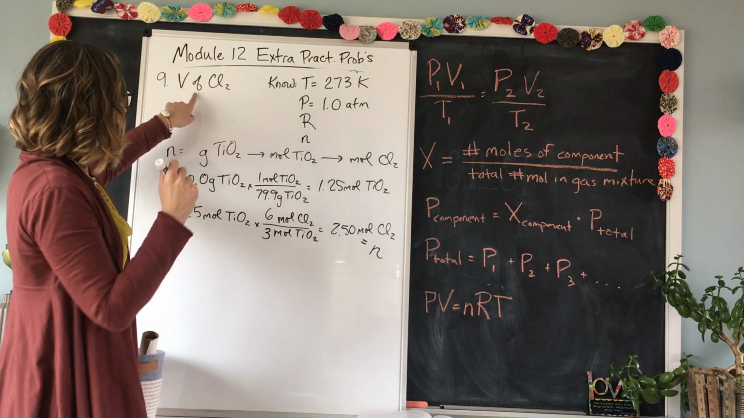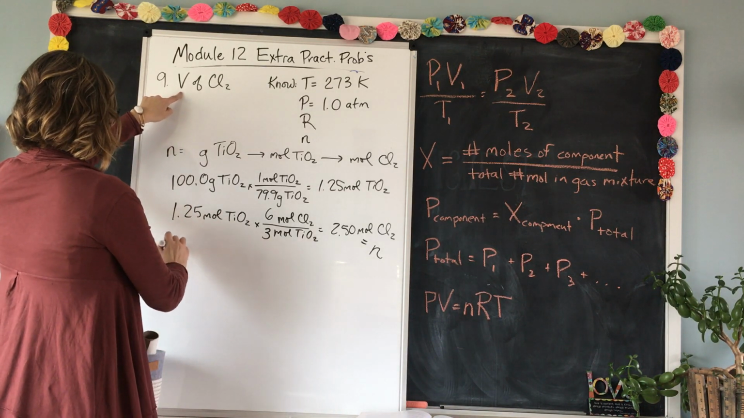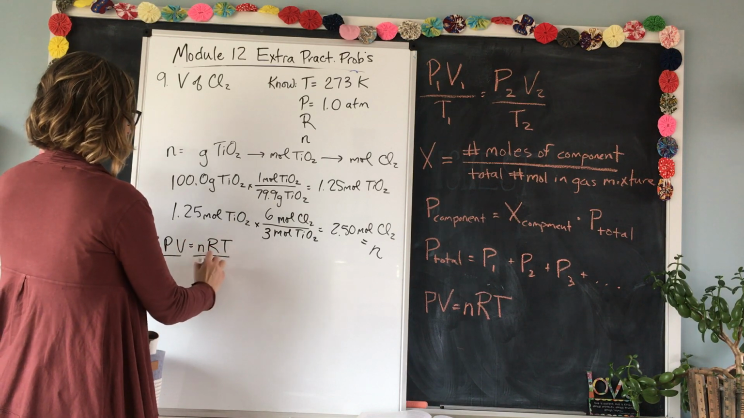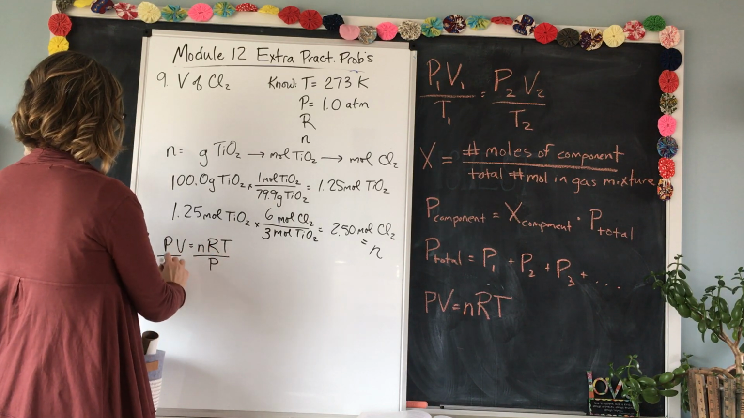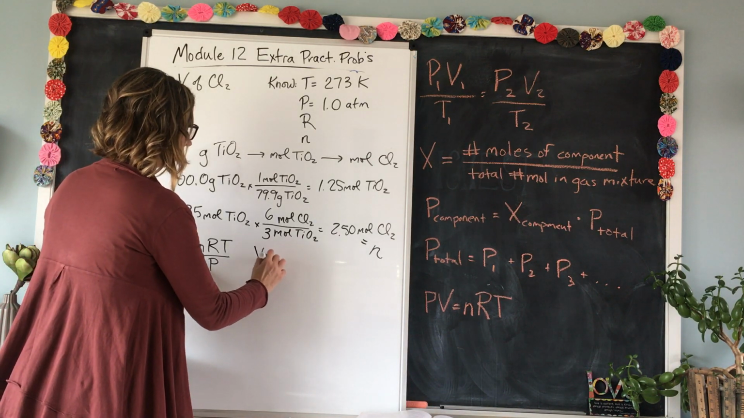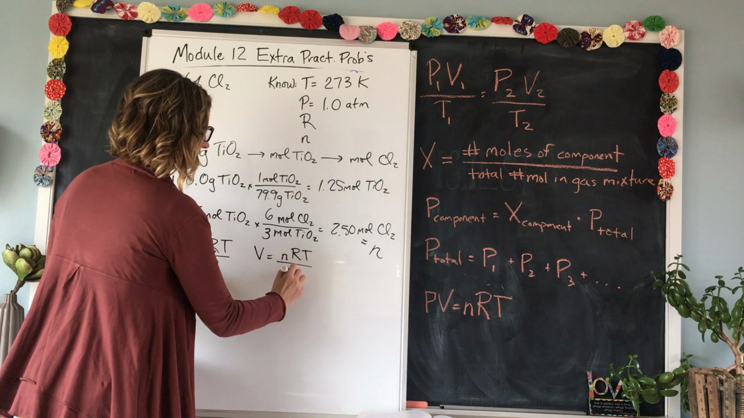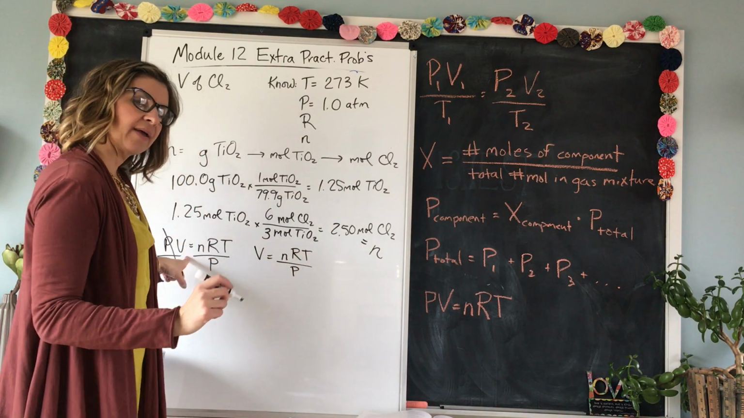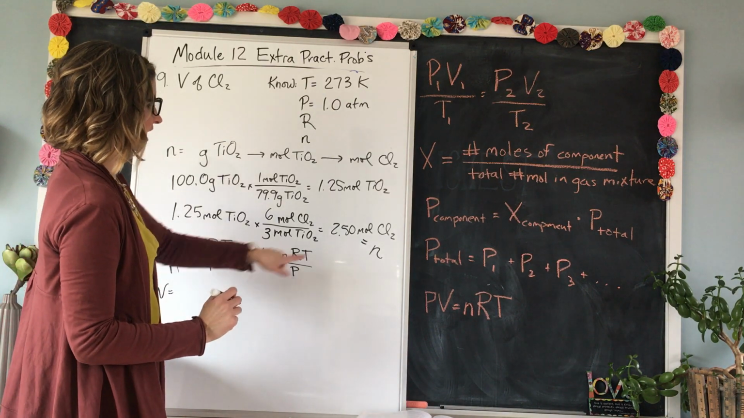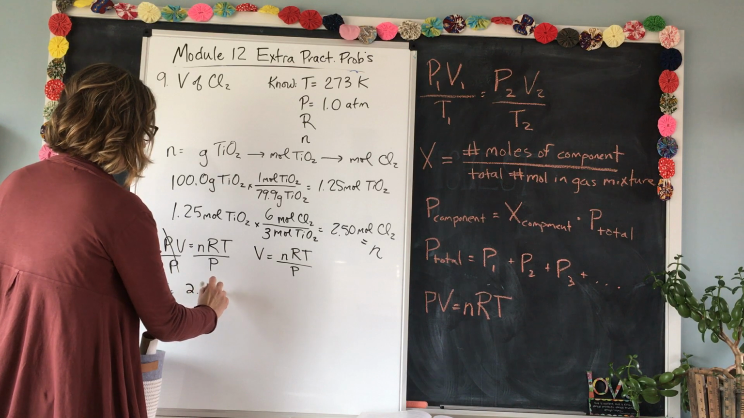Okay, so now we're going to find the volume for Cl2. PV equals nRT. We're going to divide both sides by P so that we get volume all by itself, so we can solve for volume. So volume is going to equal N times R times T, all divided by P, pressure. Let's fill in those values. N for Cl2 was 2.50 moles.